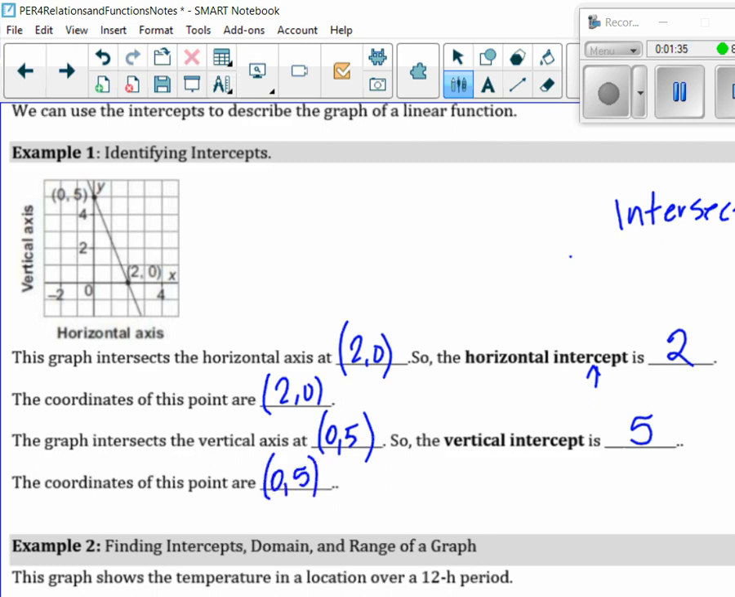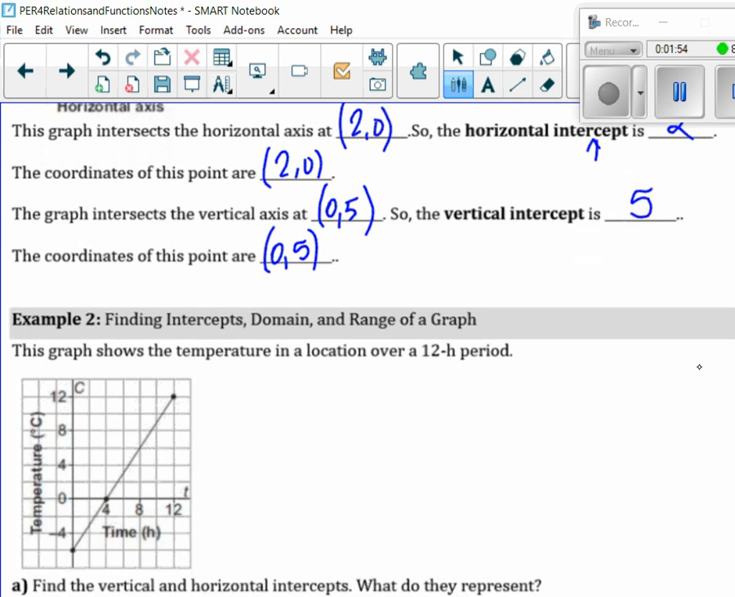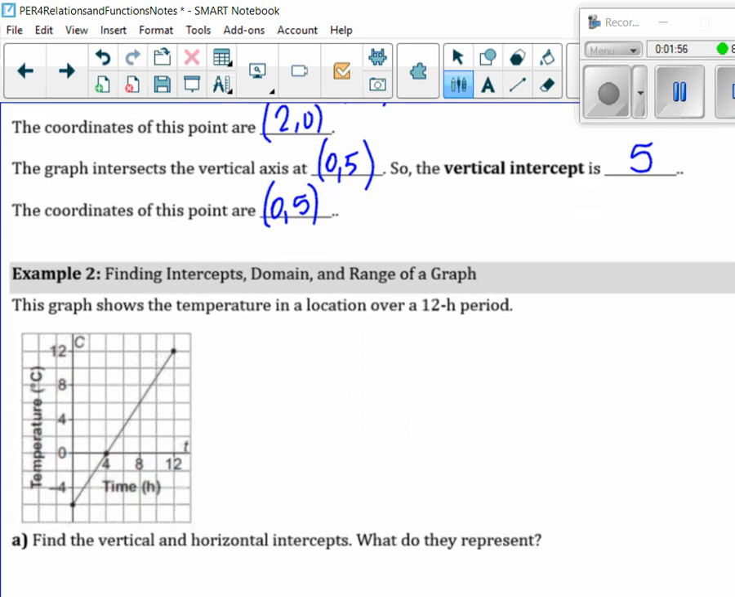Does anybody notice something characteristic of the intercepts? If we're talking about the x-intercept, the other coordinate is 0. If we're talking about the y-intercept, the other coordinate is 0. That's how we're going to figure these things out algebraically coming up. So we're going to find the intercepts, the domain, and the range.